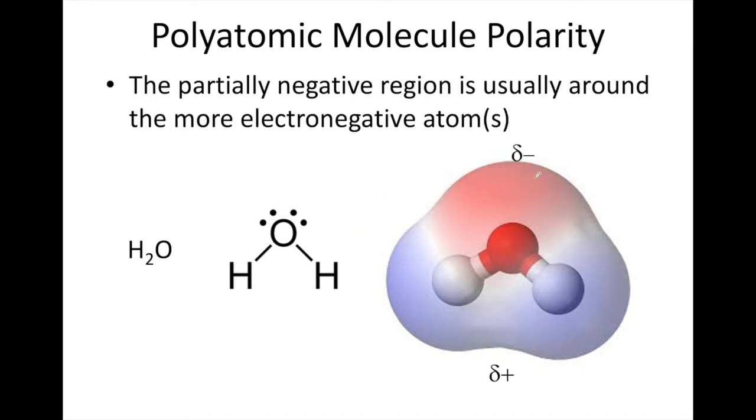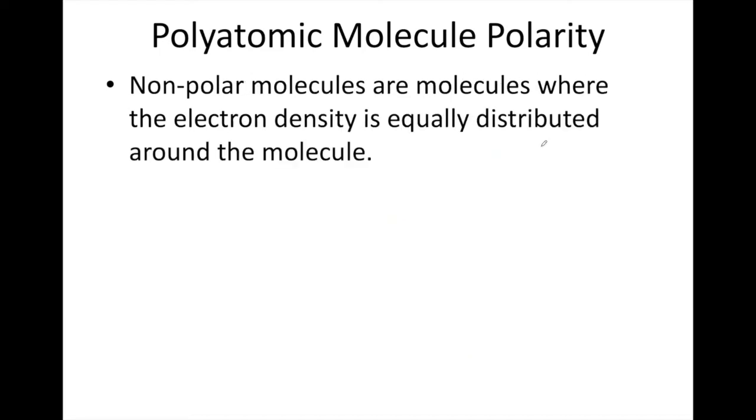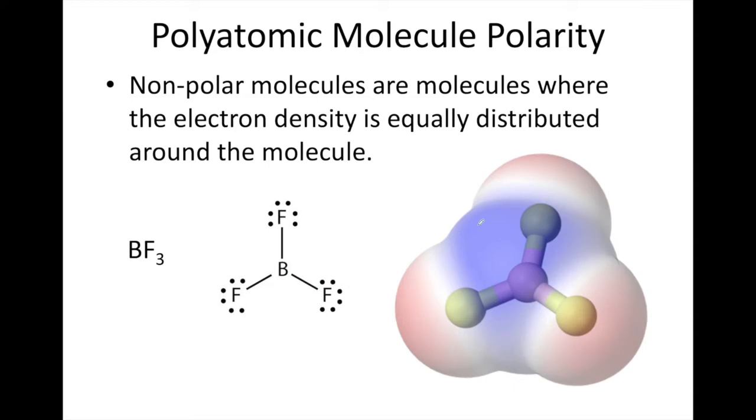The partially negative region is usually around the more electronegative atom or atoms. Now, nonpolar molecules are molecules where the electron density is equally distributed around the molecule. If we look at boron trifluoride, we draw its dot structure. It has a trigonal planar molecular shape. We can see that the electron density is equally distributed around the outside of the molecule. All the regions on the outside are the same color, indicating the same electron density. So even though we have very electronegative atoms here, fluorine, this molecule is still nonpolar.